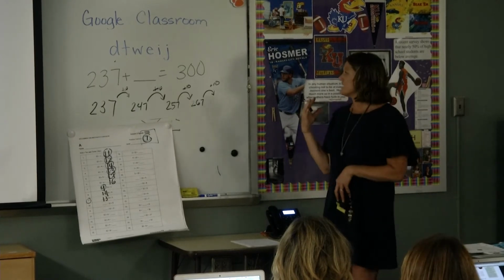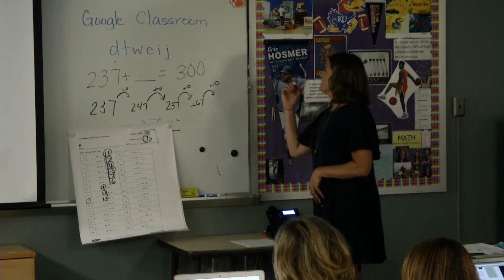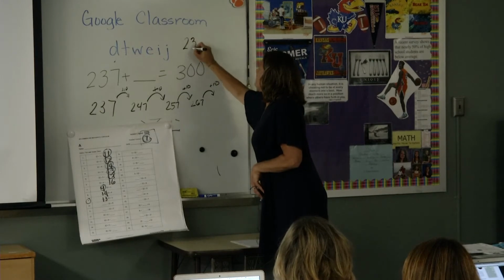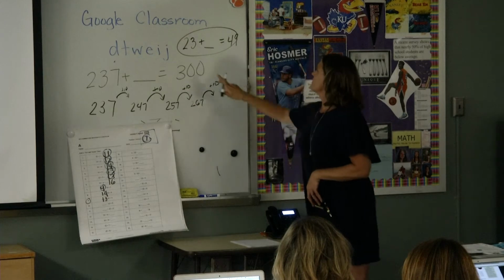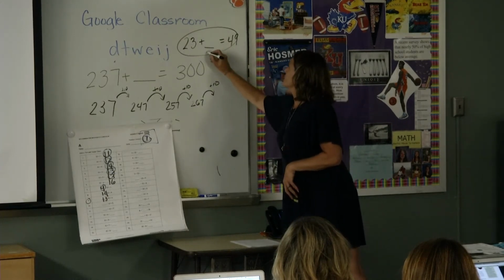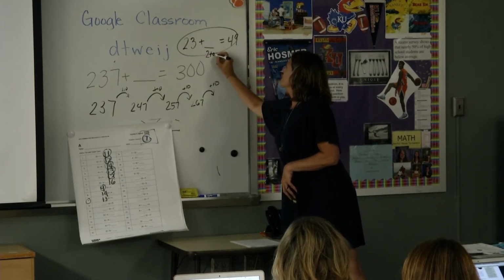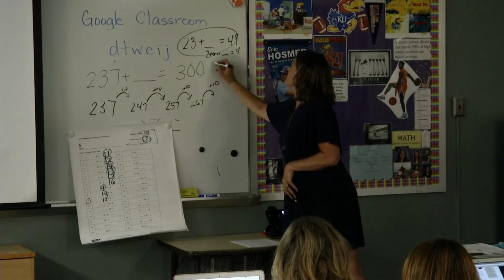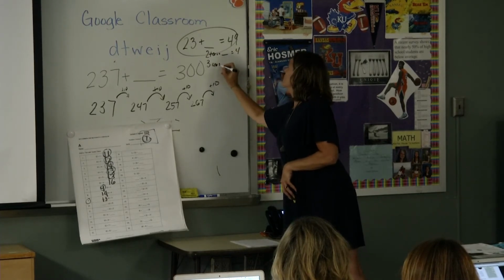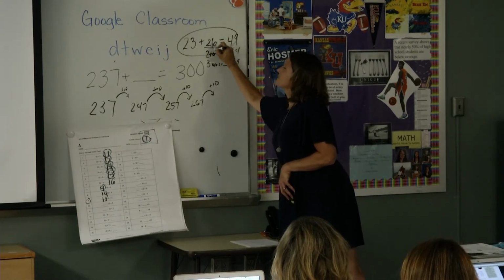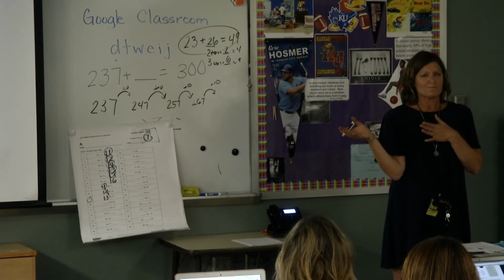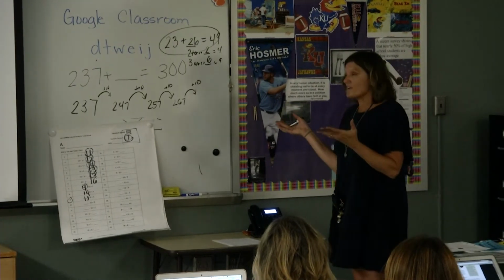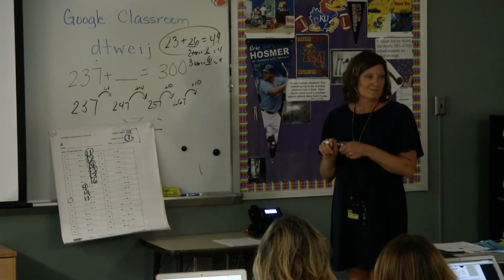They did the arrow way. I had other kids who, if you were doing something like 23 plus some number equals 49, would tell me, well, 2 tens and 2 tens make 4 tens, so that has to be a 2. So 2 tens plus what number gives me 4 tens, and 3 ones plus what number gives me 9 ones. So my answer is 26. They would do all those strategies, and all of them are right in the program, and they solve it in really phenomenal ways.